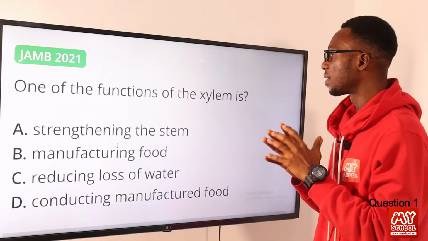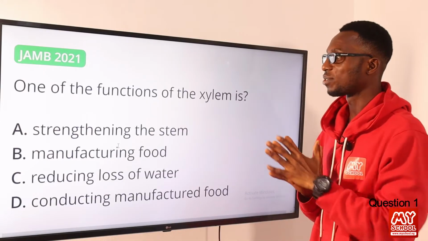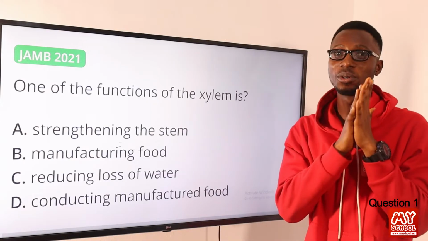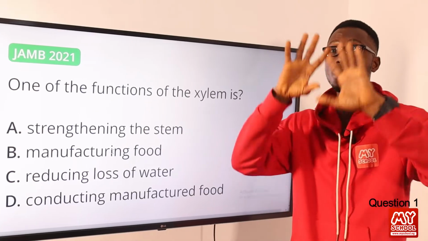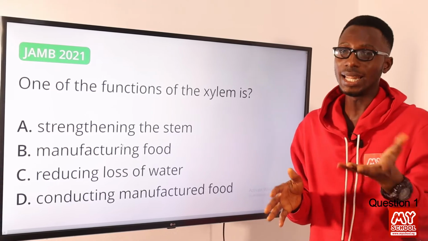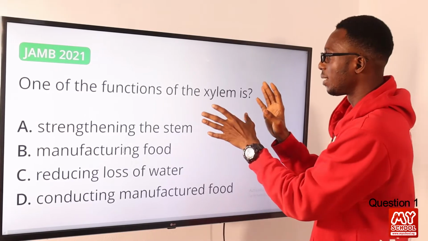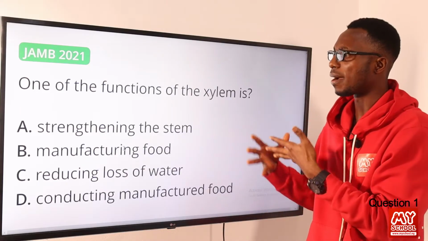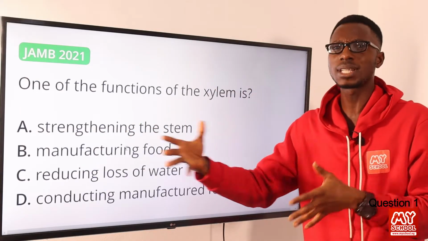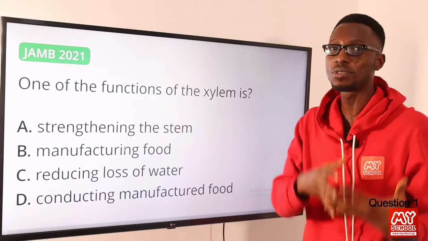One of the functions of the xylem is what? Okay, so we know that the xylem is a water conducting tissue, through the roots and the stem, to other parts of the plant, like the leaves. So we've seen that the xylem is responsible for water conduction, right? As well, it serves the strengthening function, especially in plants that undergo secondary growth.